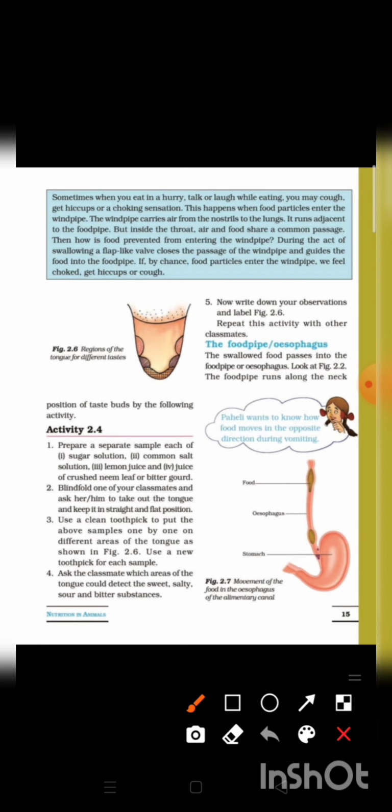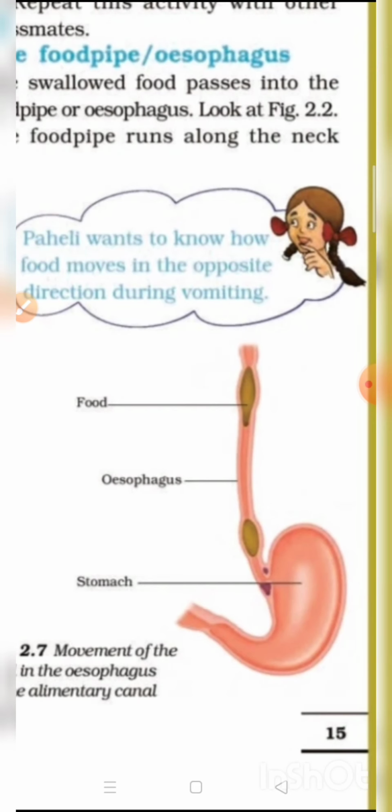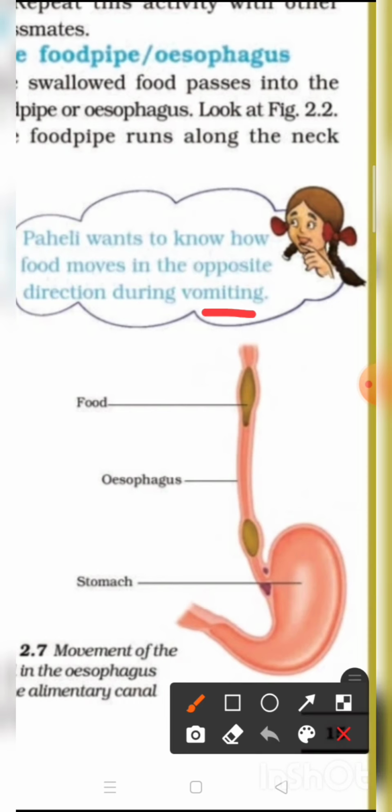Next we come to another compartment, that is the food pipe or esophagus. When we swallow the semi-digested food, it passes into the esophagus from the buccal cavity. The food is then pushed down by movement of the wall of the food pipe, and then the food reaches the stomach. Sometimes when we take indigestible food, the stomach and esophagus push the food in the backward direction and food comes out from the mouth. We call this process vomiting.